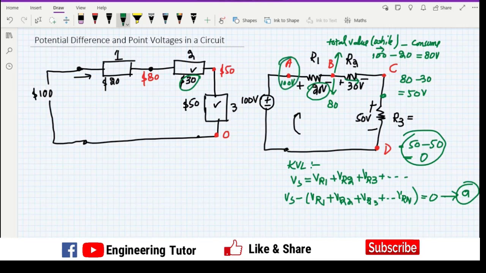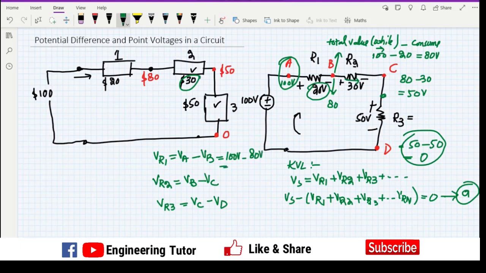So this was the basic concept in finding the point voltages and potential differences. At points A, B and C these are the point voltages, while the others are called potential differences, because we can see here that Vr1 is equal to Va minus Vb. Similarly, Vr2 is equal to Vb minus Vc, and Vr3 is equal to Vc minus Vd. By putting in values, we can very easily find the value which is consumed when a person enters a shop and leaves it. This was the potential difference.